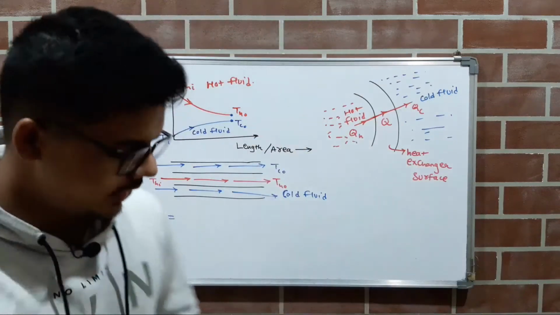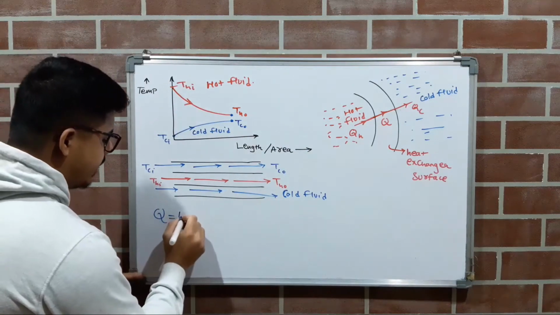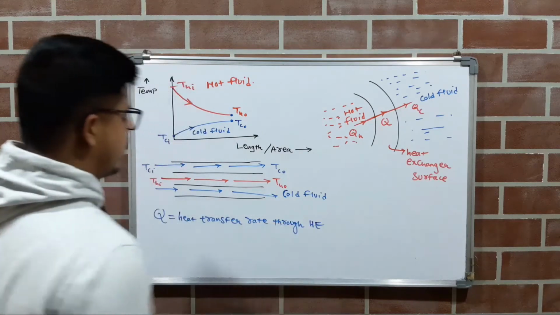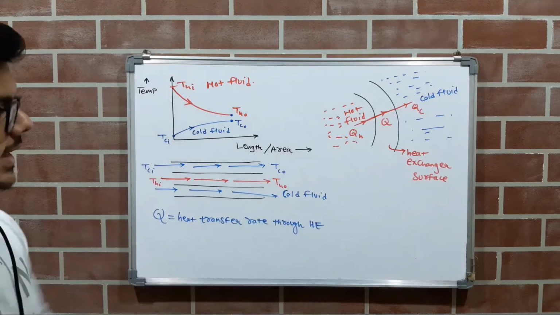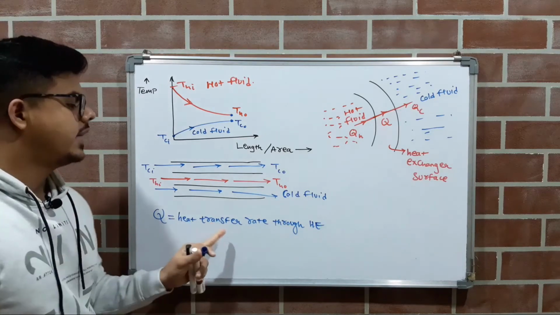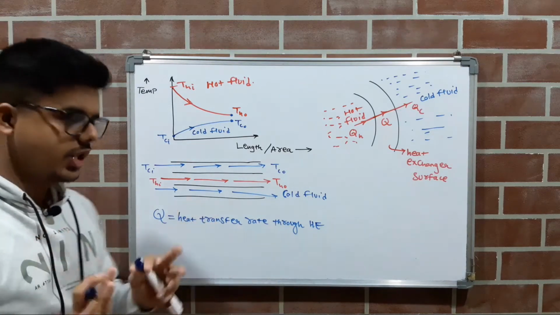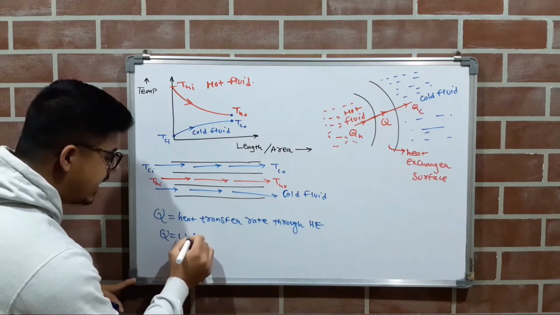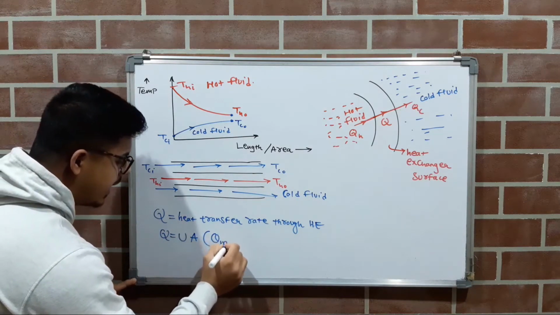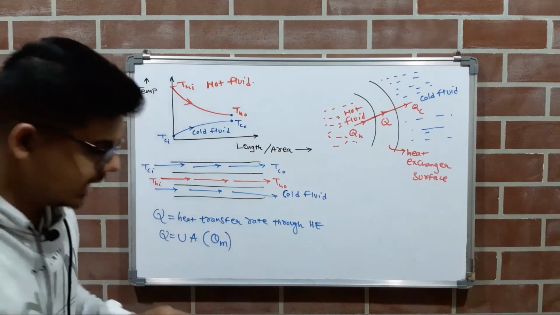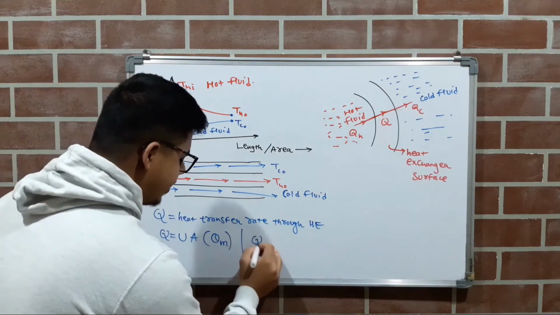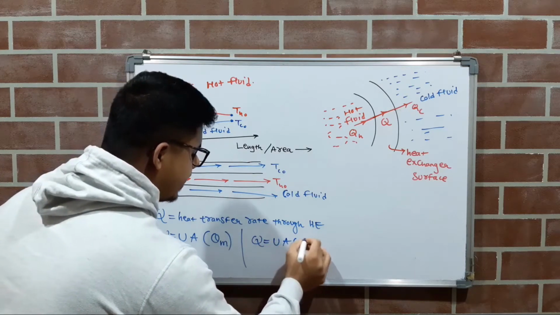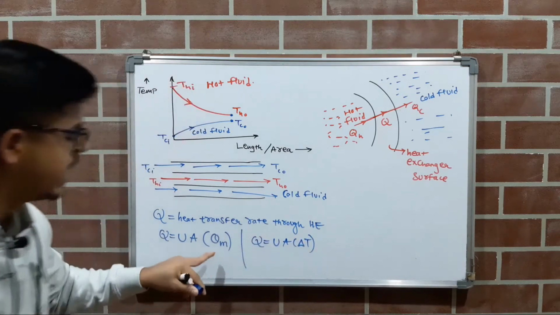This is the heat transfer rate through our heat exchanging surface, or heat exchanger. Q is the heat transfer rate of our heat exchanger. So I will write the formula of Q is equal to UA into theta M. Our original formula is Q is equal to UA into delta T, but instead of delta T, I will write theta M.